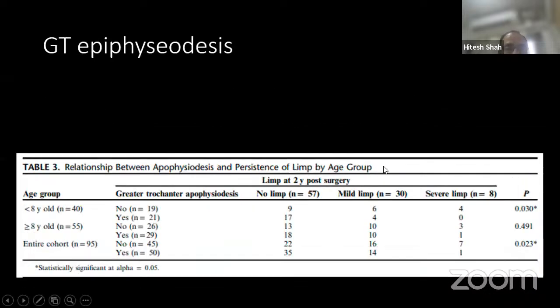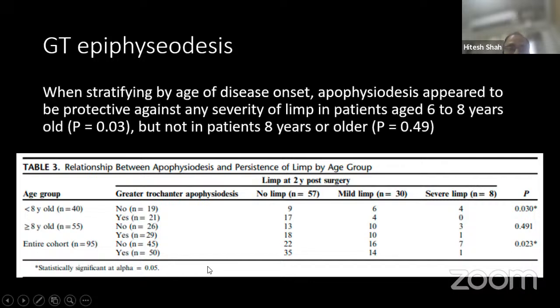When we analyzed GT epiphysiodesis between less than 8 years and more than 8 years, particularly in less than 8 years, GT epiphysiodesis was protective. When GT epiphysiodesis was done, it was not associated with the limp. When GT epiphysiodesis was not done, the number of patients with limp was more. But the same observation was not noted in the more than 8-year-old age group. If we combine both, the entire cohort, the difference was significant. So that means GT epiphysiodesis was protective for the limp.